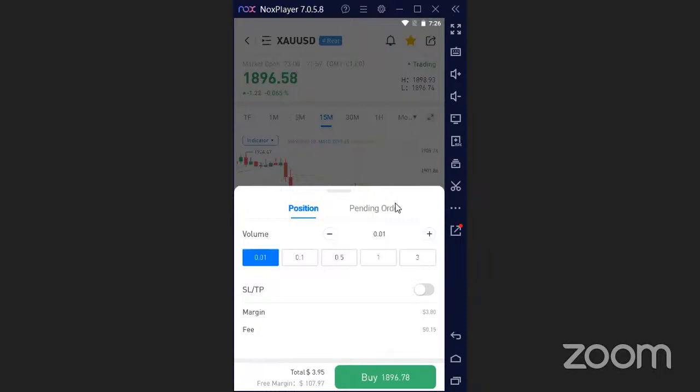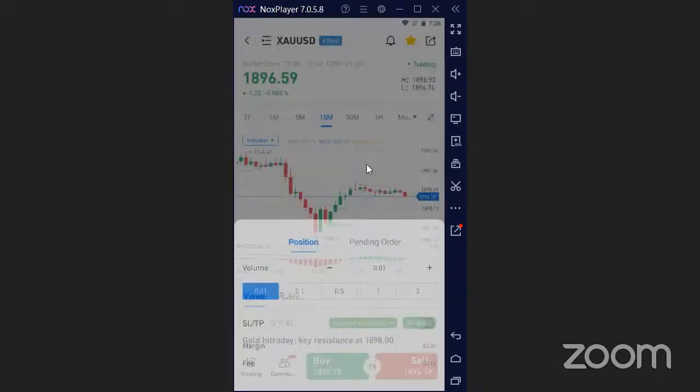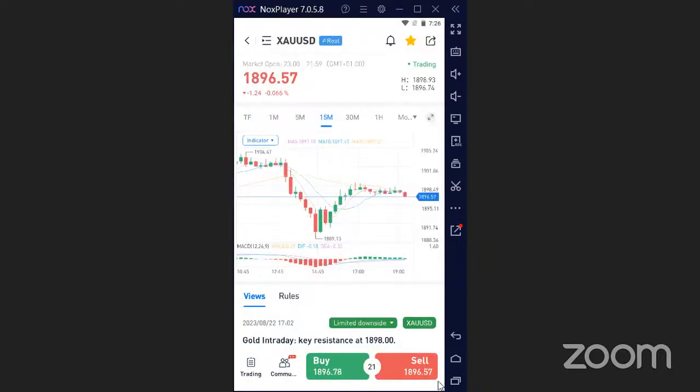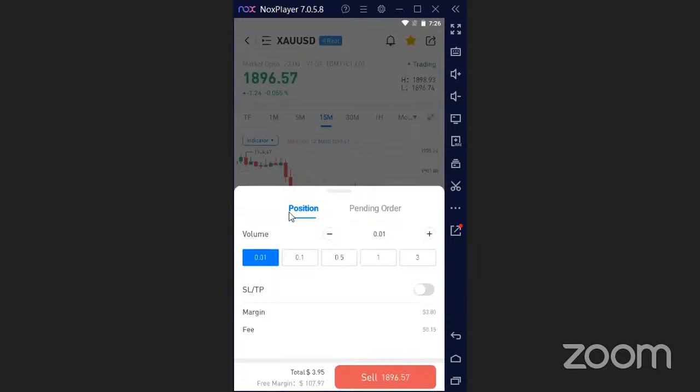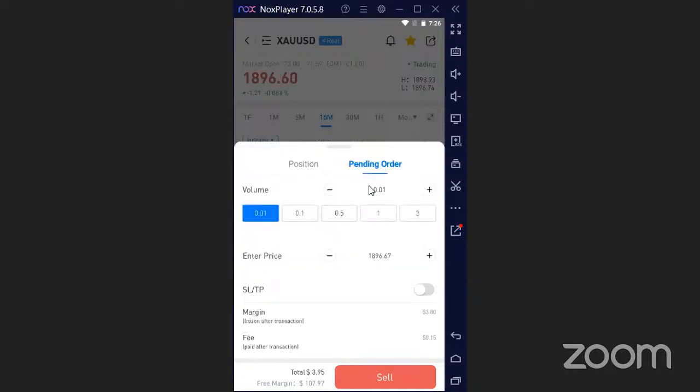Okay, so if you want to set a sell limit, let me just show you how that works too. Now, if we want to set a sell limit, what you want to do is click on sell. So when you click on sell, it's going to bring out the same box, just as it did on the buy the other time. Now you click on pending order. It's going to bring out enter price. There you want to enter the price where you want the market to get executed.